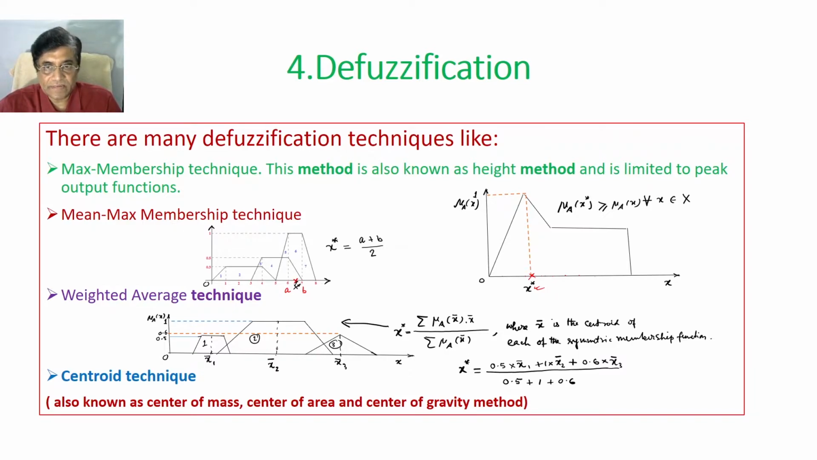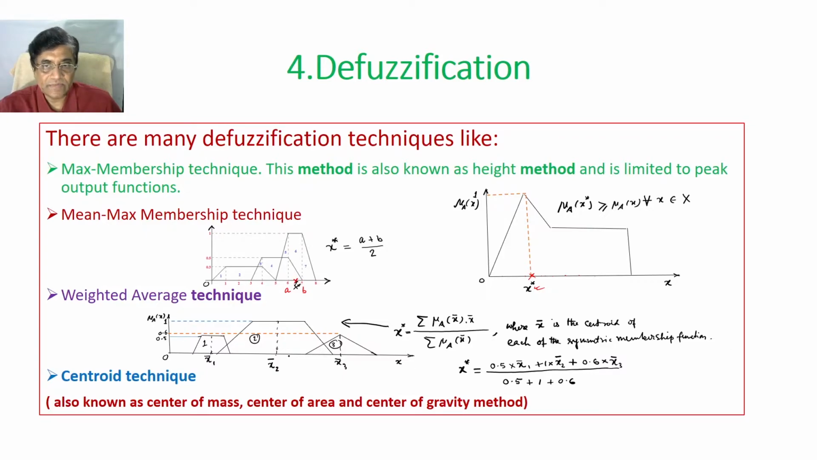Okay, as for this formula, this is a weighted average. Weighted average formula means whoever is occupying whatever area, you are giving importance to it and trying to figure out the resultant value, which will be your x star value.